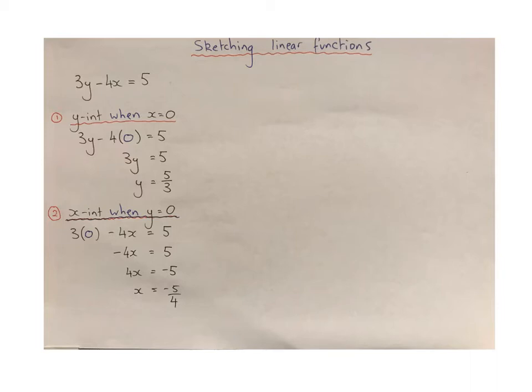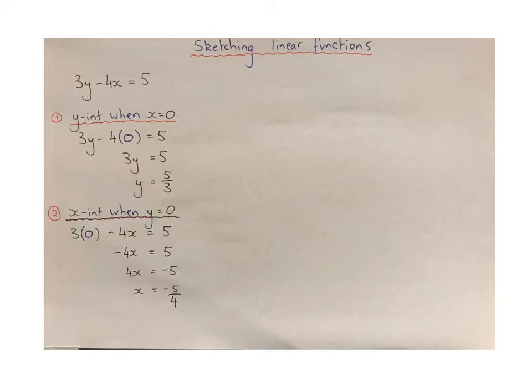So recall the very important line here. The y-intercept is when x equals 0. So to find the y-intercept, I substitute in x is 0 and solve. And I get y equals 5/3.